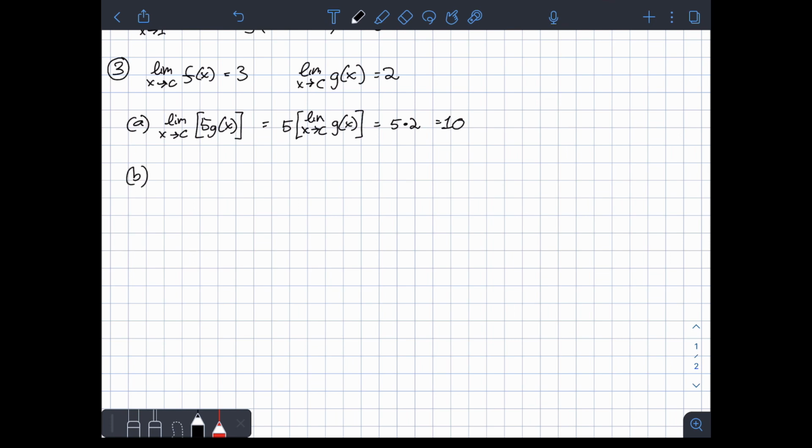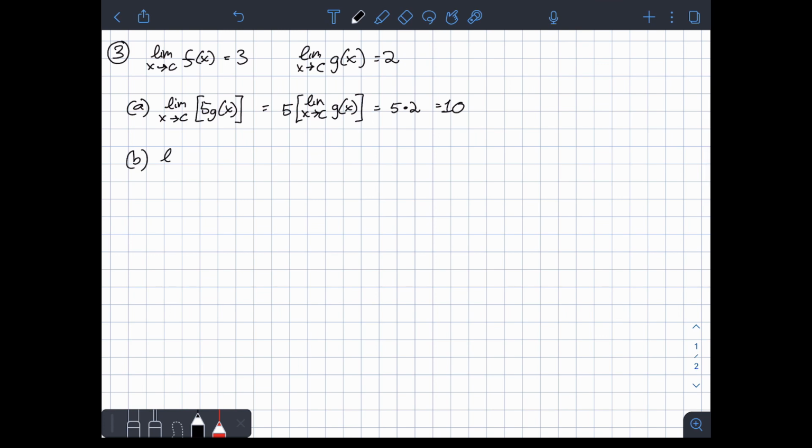Now let's say you're taking the limit of two functions added together. So again, we have as x approaches c of f of x plus g of x. And again, this is going to be each individual limit plus the other limit. You got limit of f of x as x approaches c plus limit of g of x. And we were given those two before, 3 and 2, so it's 3 plus 2 is equal to 5.